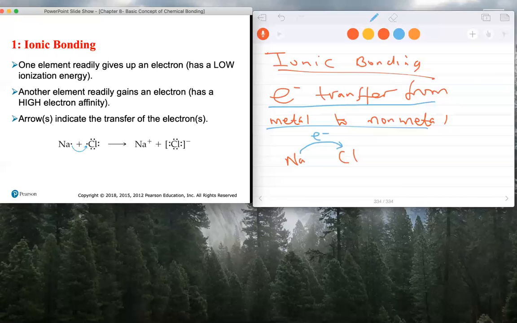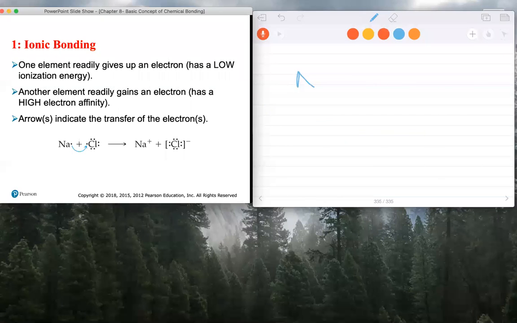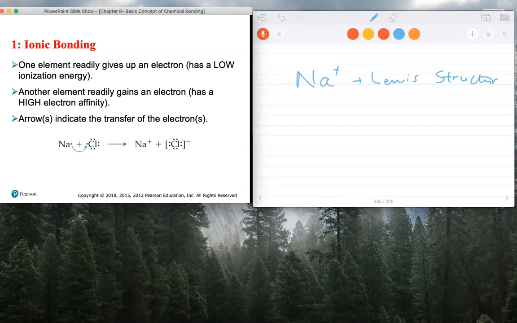All right, ionic bond. If you look at the transfer, this arrow means transfer of electron to end up with a cation and an anion. Take note of how the Lewis structure looks. This is, by the way, the Lewis structure for sodium ion.